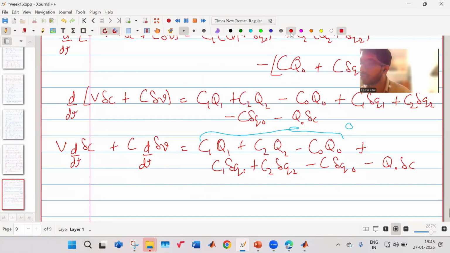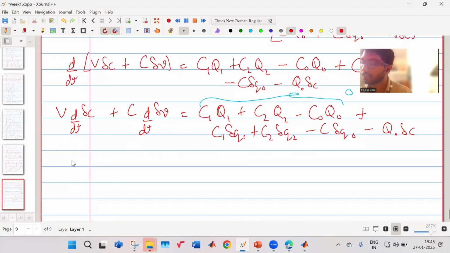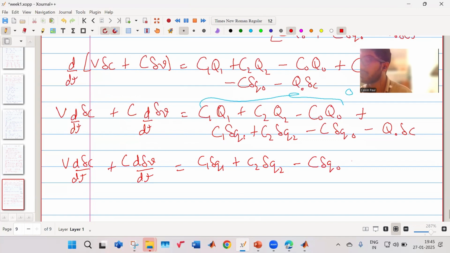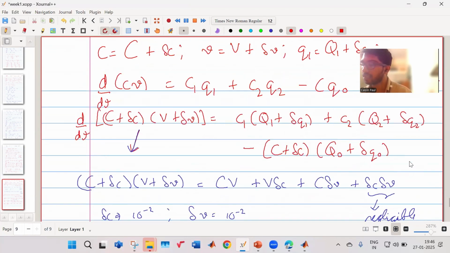Okay. Now what we can write is V into d delta C by dt plus C into derivative of delta V with respect to t is equal to C1 delta Q1 plus C2 delta Q2 minus C into delta Q naught minus Q naught into delta C. Right? Now we already found this expression.